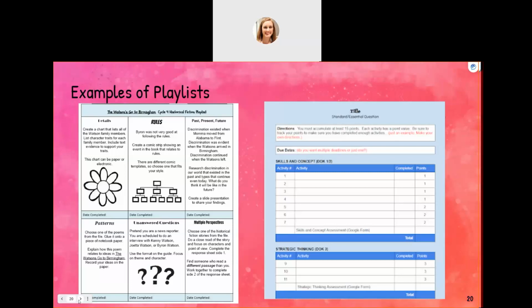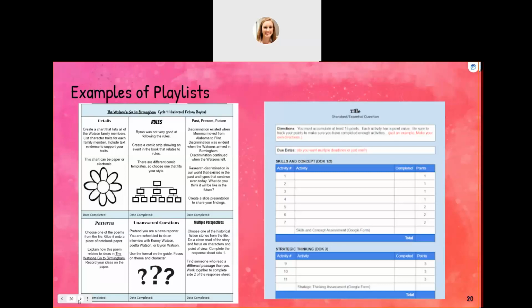They may have to do all of these activities to get the 15. You can use the points or not use the points. It just depends on how you are structuring your playlist. But a true playlist has the list of activities, and then students only complete the ones that they have yet to master. So one student may only have 4 activities that they go through, another student may have more.